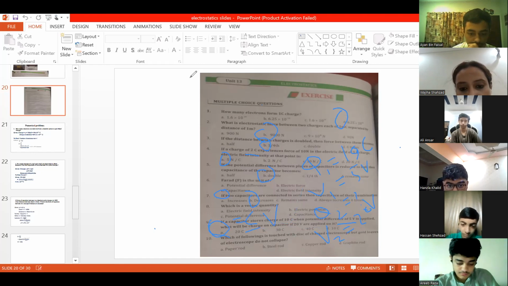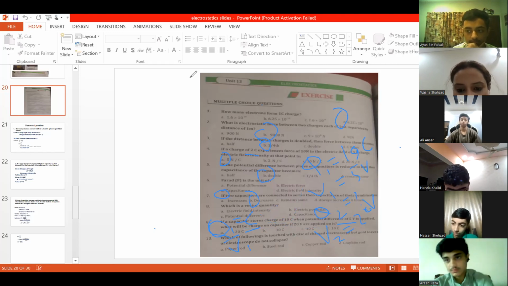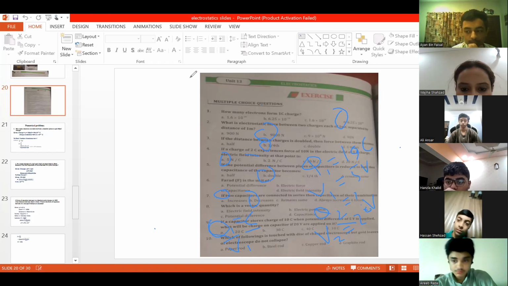So if Q is equal to CV, suppose this is Q1 and this is V1, right? As we have to find out the value for this C, we will take this V1 on the other side and it will be divided. Q1 over V1 is equal to C, right? Now put the value of Q1 and V1 in this formula. The value for Q1 is 10 coulomb and the value for voltage V1 is 5 volt. So 10 divided by 5 is equal to C.